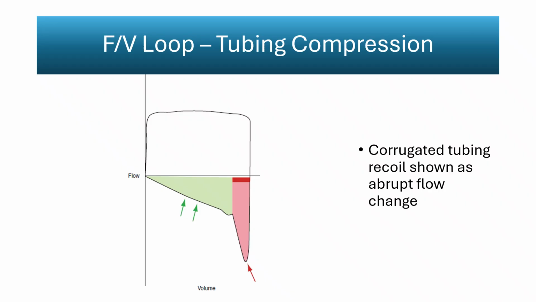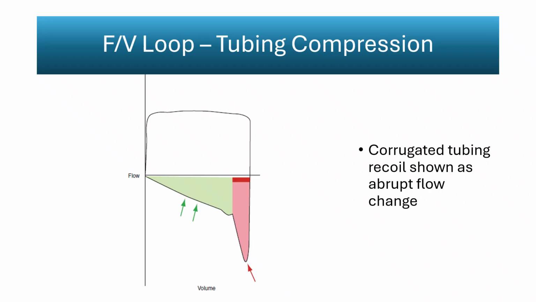Tubing compression appears on the flow volume loop as an abrupt, unexpected change in expiratory flow that does not match the lung's normal emptying pattern. Instead of a smooth downward curve, the expiratory limb shows a sudden vertical drop or a sharp kink. This reflects recoil from the ventilator's corrugated tubing rather than a true change in the infant's airway mechanics.